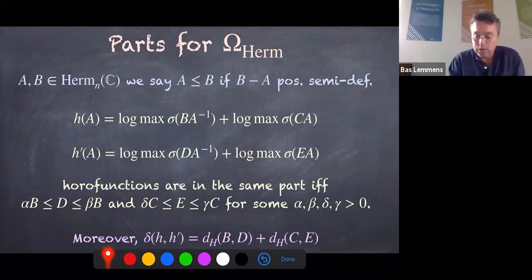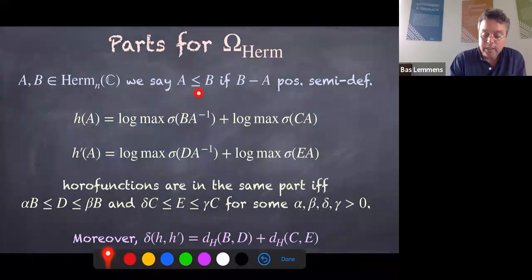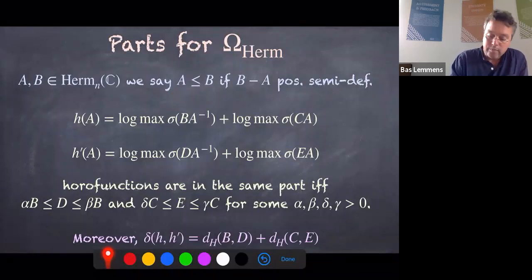And this cone induces a partial ordering on the space. We say A is below B if B minus A is positive semi-definite, or B minus A is in the cone. Okay, so that's the notation here. A is below B if B minus A is positive semi-definite.